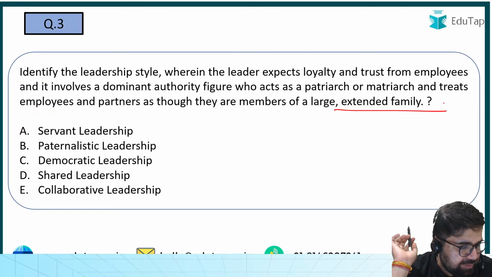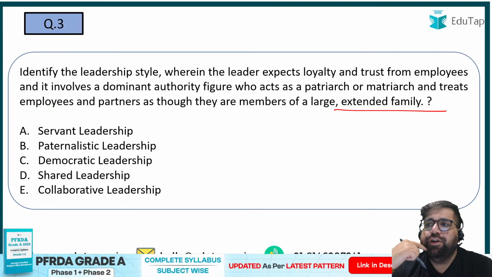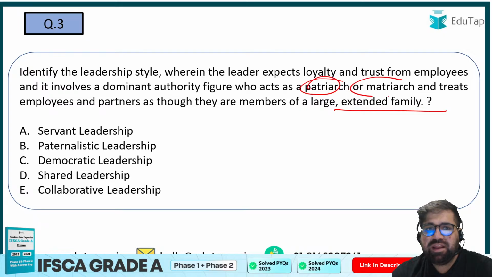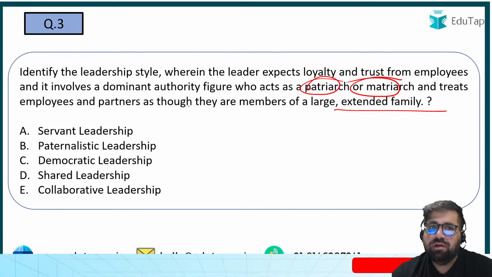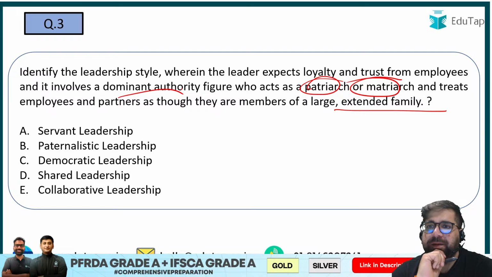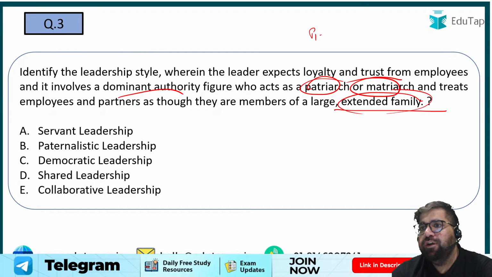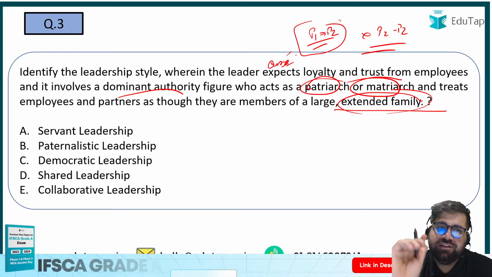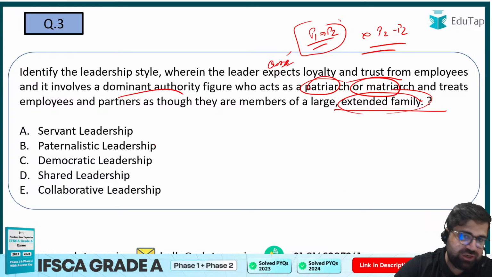So over here they have given you a good introduction to one particular specific leadership style. By that word, when you read patriarch, matriarch, employees having a dominant authority, and members of an extended family. So this can be a level of phase 1 paper 2, but such questions will not appear in phase 2 paper 2. Do remember it, okay? In phase 1 paper 2, you can find such easy questions which are full of all the keywords. So the correct answer over here will be option number B.